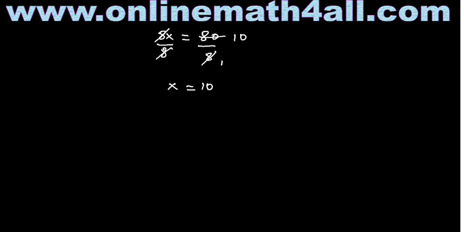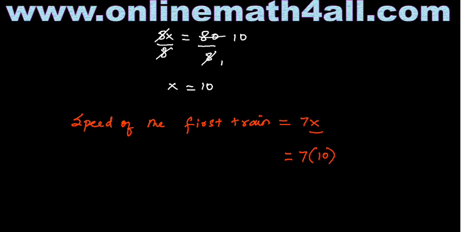So from this easily we can get the speed of the first train. Already we have written speed of the first train in terms of x, that is 7x. Here already I have told you our aim was to get the value of x. Now we got the value of x, that is 10. So x has to be replaced by 10. 7 times 10 is 70 miles per hour. This is the speed of the first train.